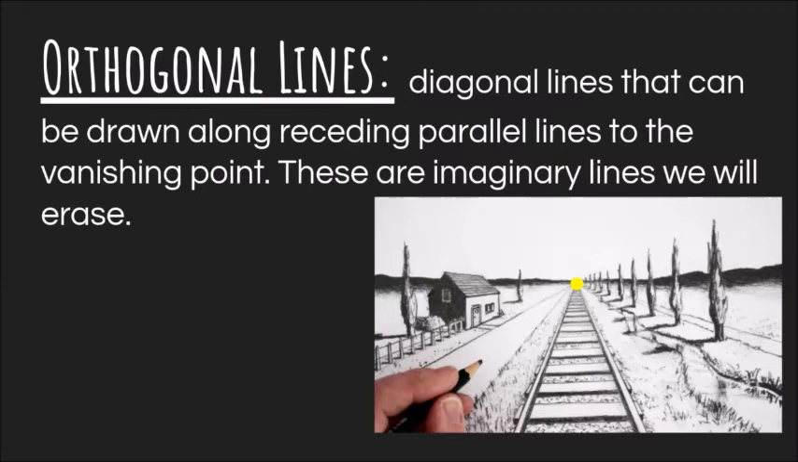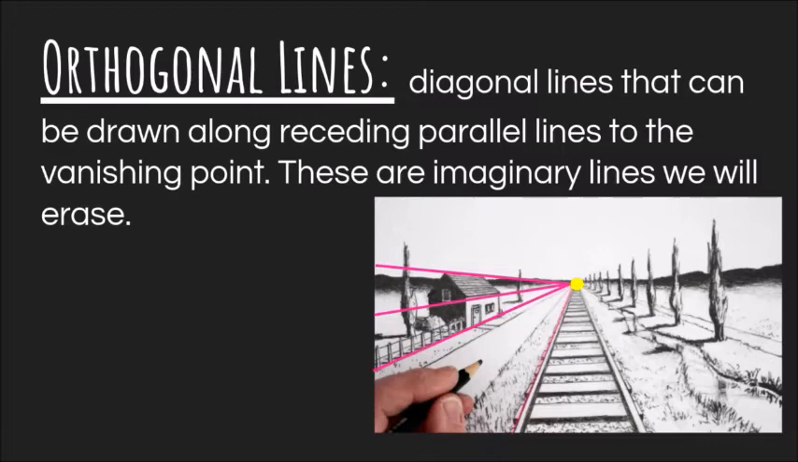They are diagonal lines. Okay, remember I said I was going to talk about some special diagonal lines, okay? And these lines recede or move further back within the image towards that vanishing point. Okay, a perspective grid can have many orthogonal lines or very few of them depending on the complexity of the picture. Okay, the more elements in the picture, the more lines you will probably have to include in your grid.